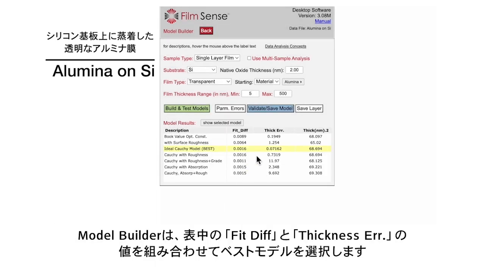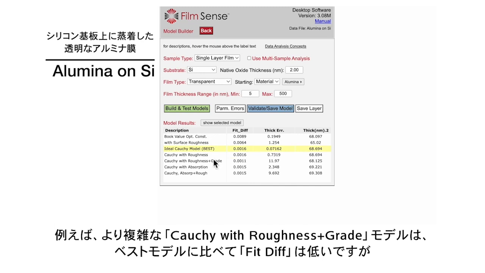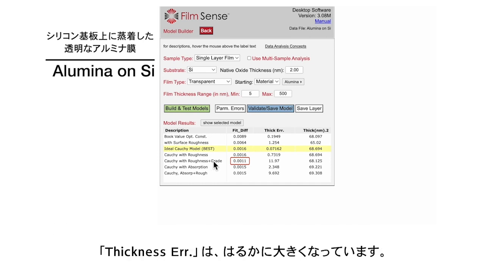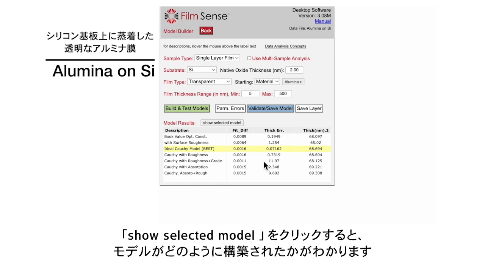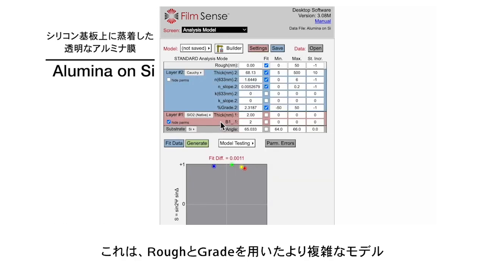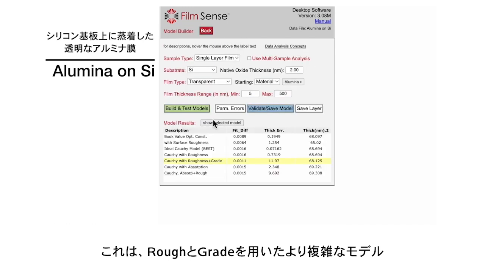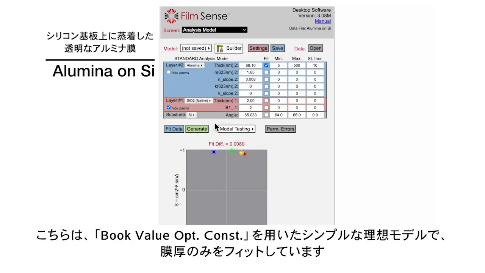Model Builder uses a combination of the tabulated fit diff and thickness error values when selecting the best model. For example, the more complex Cauchy with roughness plus grade model has a lower fit diff compared to the best model, but its thickness error bar is much larger. Click the Show Selected Model to see how the model was constructed. Here is the more complex model with roughness and grading, and here is the ideal model using book value optical constants and fitting only for the film thickness.